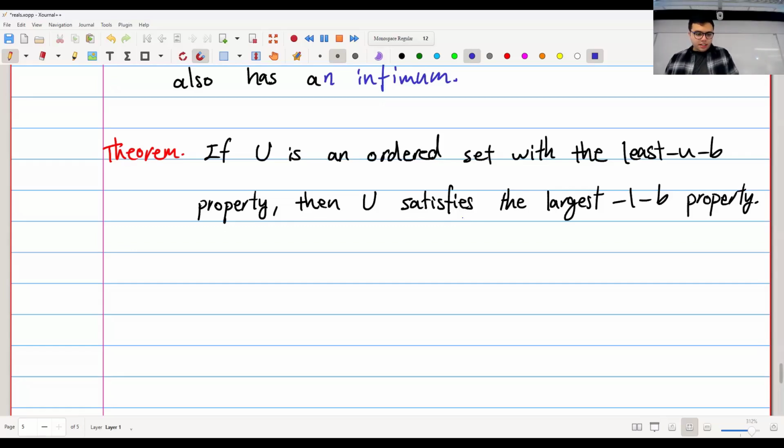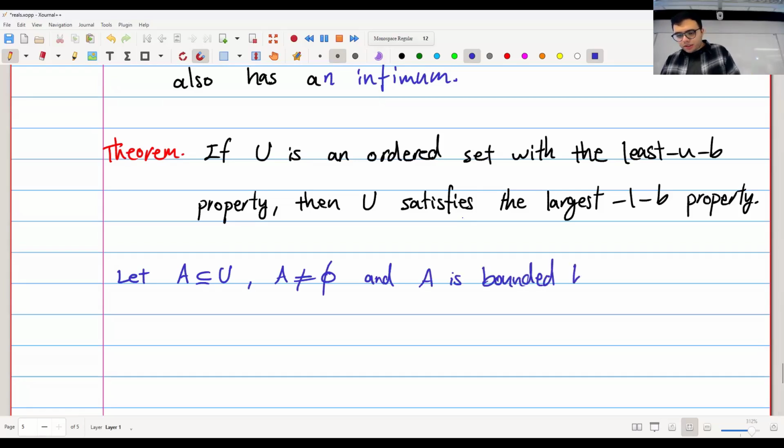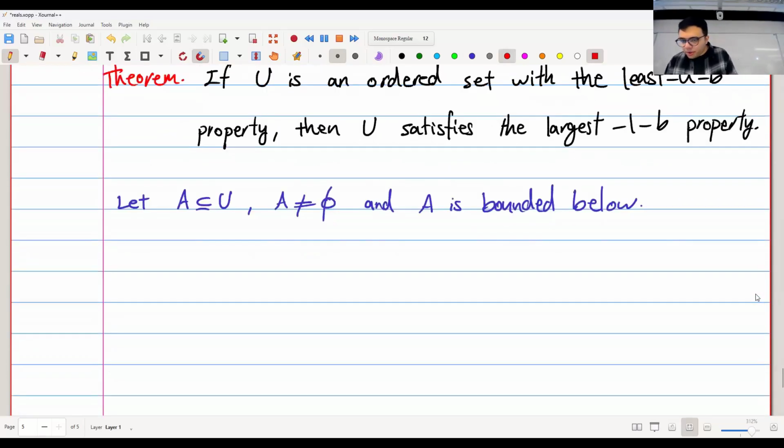Okay, so I say, let A be a subset of U, and of course, I want to make sure that A is non-empty, and suppose that A is bounded from below. What I mean here is that it has some lower bounds. Again, I'm going to draw this tiny picture here. This is only for intuition. Don't really think too much about it. So I have this A, and it has some lower bound L.